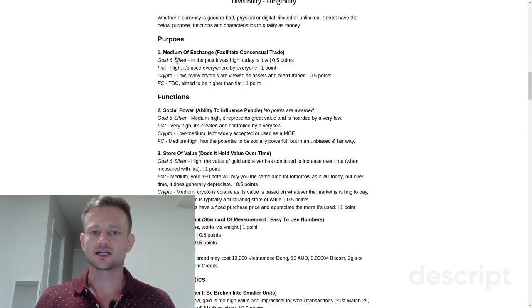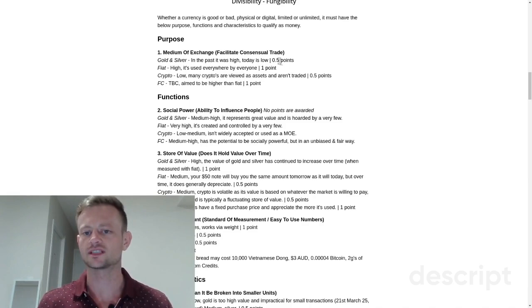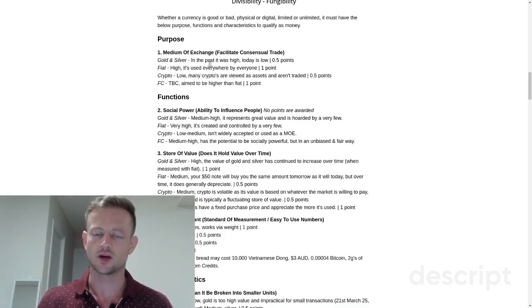So when we look at gold and silver in the past, as a medium of exchange, it was high. Today it's actually low. So this is ranking with points. I'm going to give points to almost all of these sections here. These are functions, purpose, and characteristics.